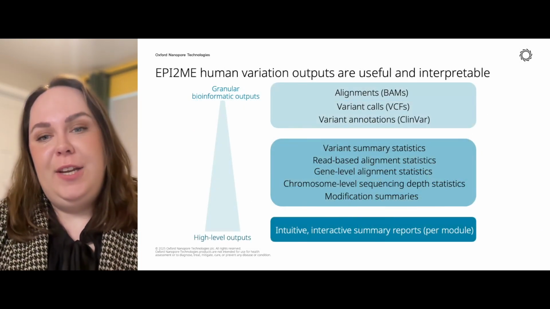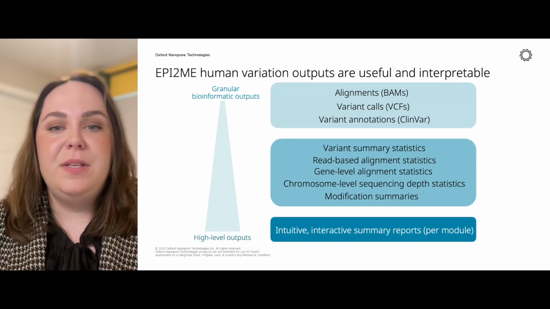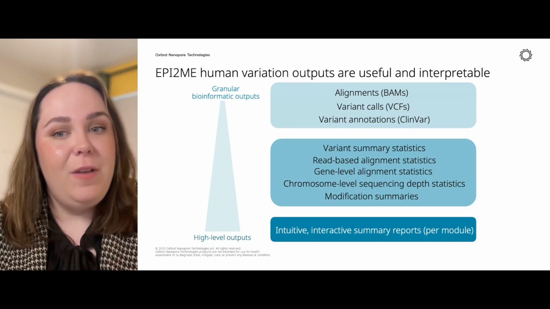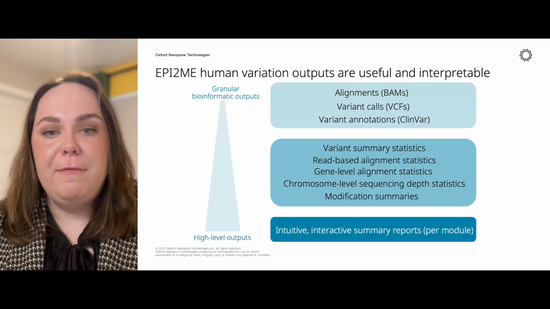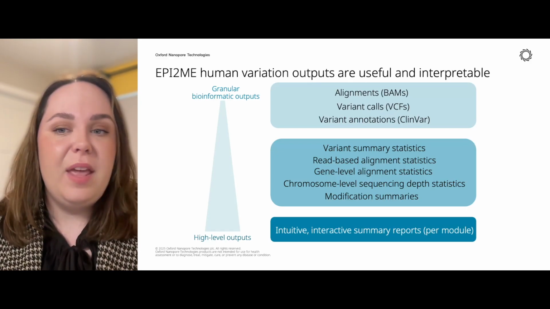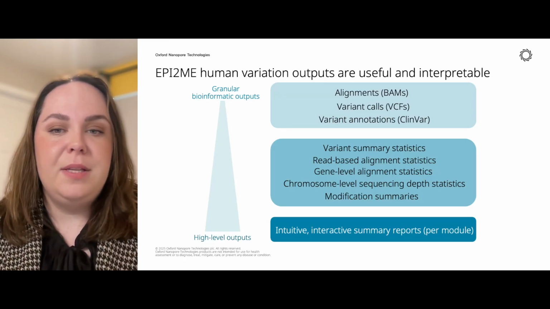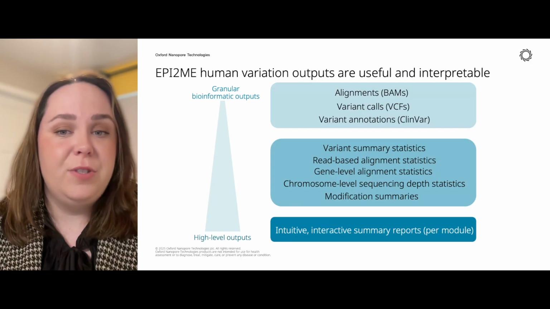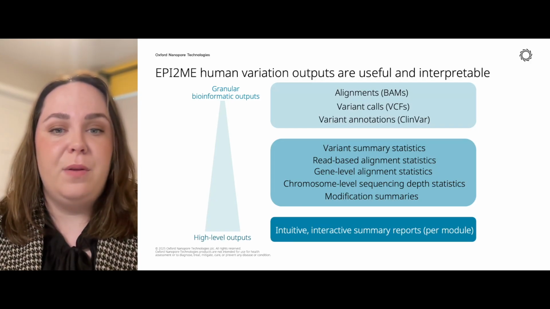As a bioinformatician, I appreciate that EPI2ME's human variation workflow outputs analysis results that are both high-level and very granular. These granular outputs include alignment files in BAM format, and variant calls in VCF format, with and without clinically relevant annotations. This is important because these files can be directly ported into downstream analyses in your research setting to select relevant genomic regions to visualize and communicate results.